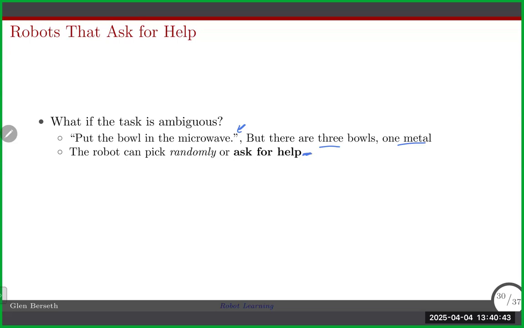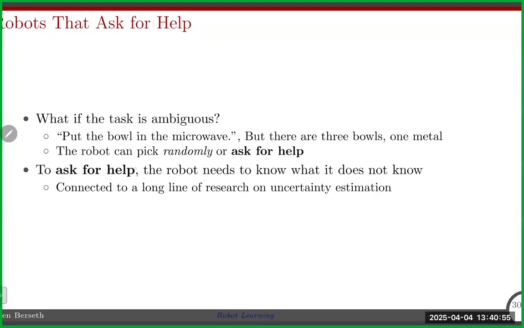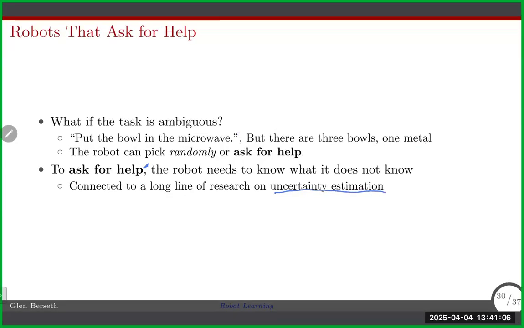Basically, the robot can then ask, okay, which one of these bowls did you actually mean? And then with that information, it'll have enough context to answer the question properly. So the idea would be to be able to ask for help. The challenge is that this taps into a really long-standing area of the robotics community and machine learning in general, which is uncertainty quantification. It needs to somehow realize that given the information it has, it's unlikely to complete that task.